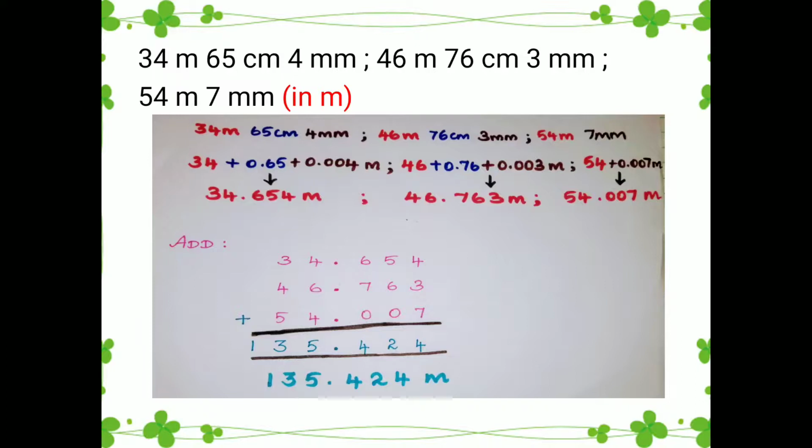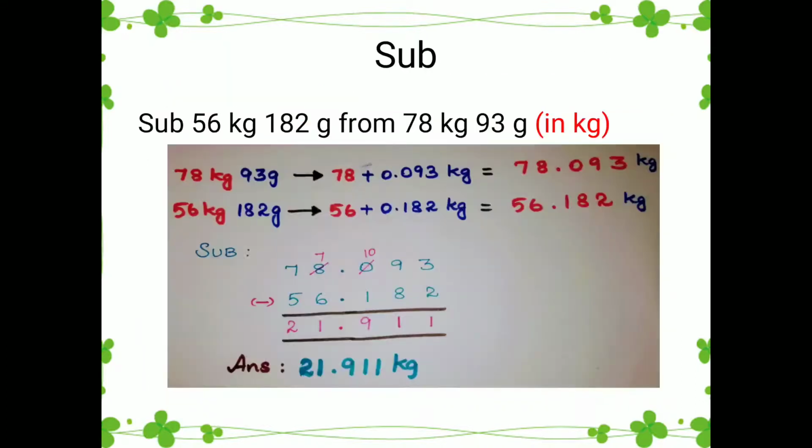Now we are going to move on to the next one, that is subtraction. Subtraction is a very easy normal subtraction. First convert that into decimal form, then you are going to subtract it. Here the question is 56 kg, that means kilogram. So 56 kilogram 182 gram from 78 kilogram 93 gram. You are going to convert that into kilogram.